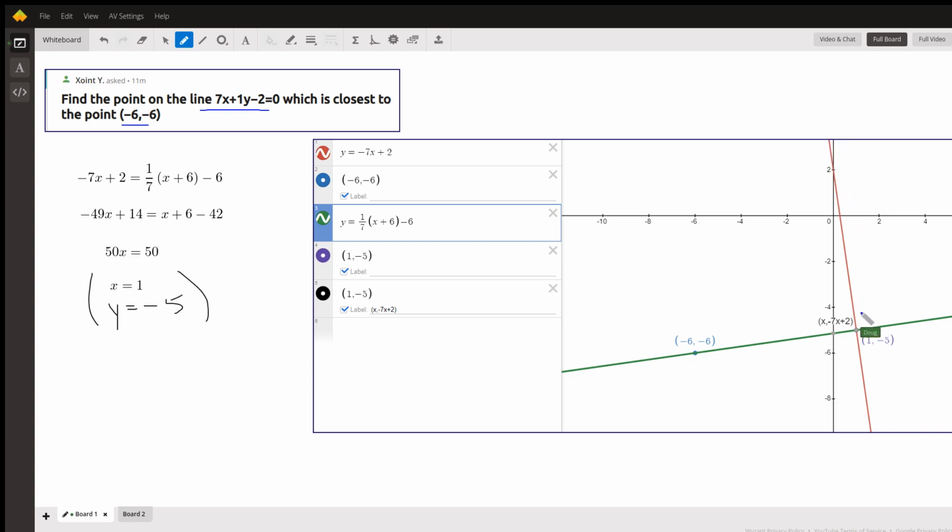Here's the line, y equals -7x plus 2. Here's the point (-6, -6). The shortest distance from a point to a line is along the perpendicular. So if we could find the equation of this green line and then find the point of intersection of the two lines, we'd have the point closest. And that's pretty easy to do.